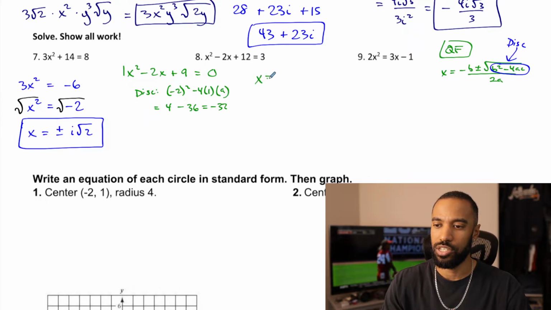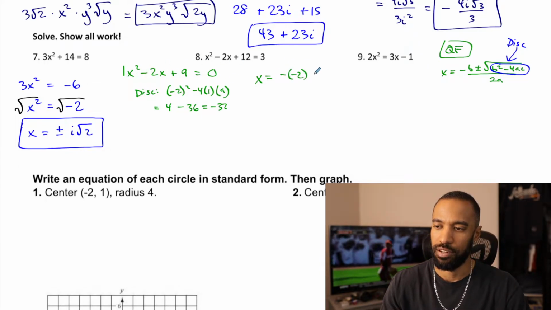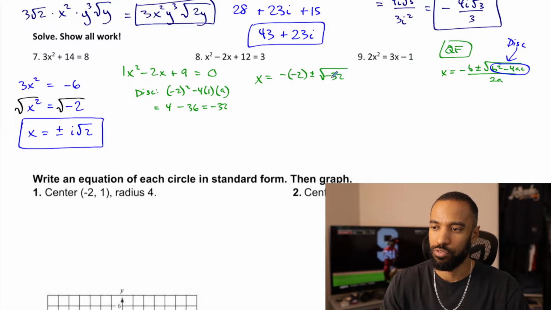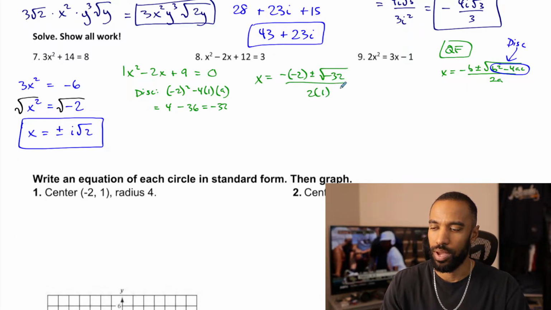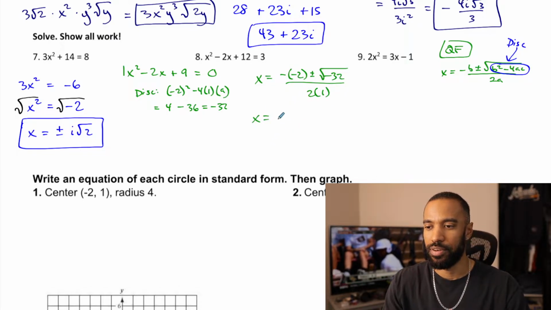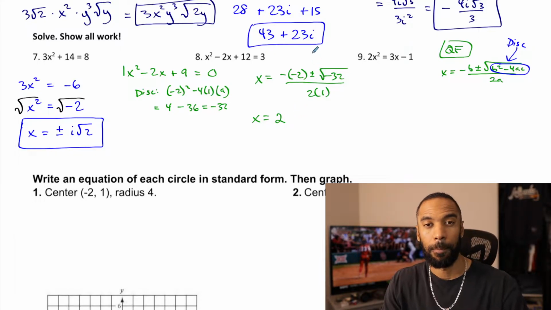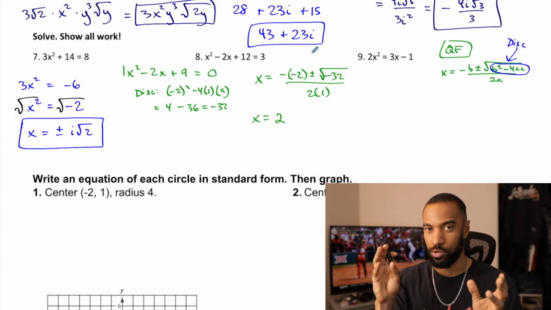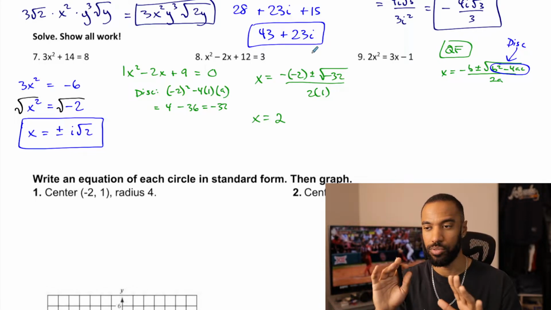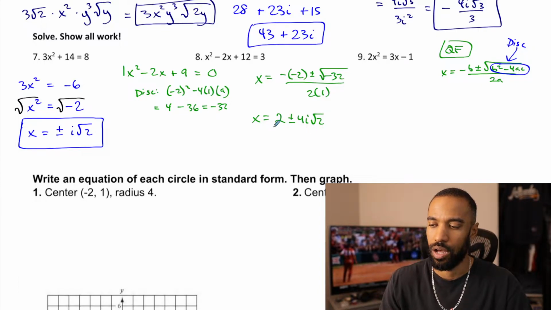So that's going to be x equals, here's -b, the opposite of -2, plus or minus the square root of b squared minus 4ac, all divided by 2a. Now the opposite of -2 is 2. And the square root of -32, you can pull out a 16, right? Root 16 times root 2, so it becomes 4 root 2. So the square root of -32 is 4i root 2. So plus or minus 4i root 2, all divided by 2.